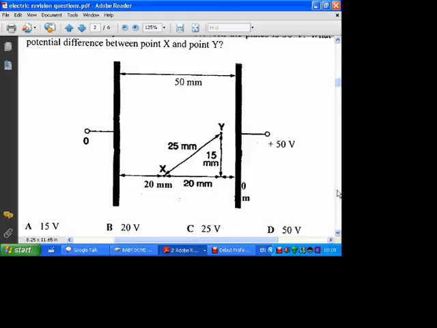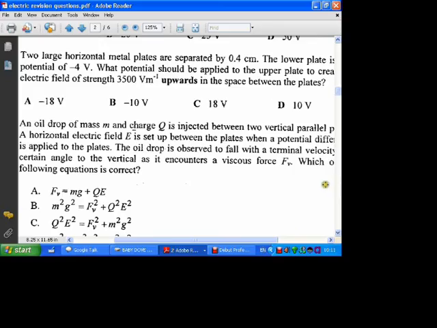So for this case, it looks like your 15 millimeter is not important. You must consider that there's only a change in potential when you move parallel to the E field line. So it's actually between X and this point, see? Right, and this point, okay?